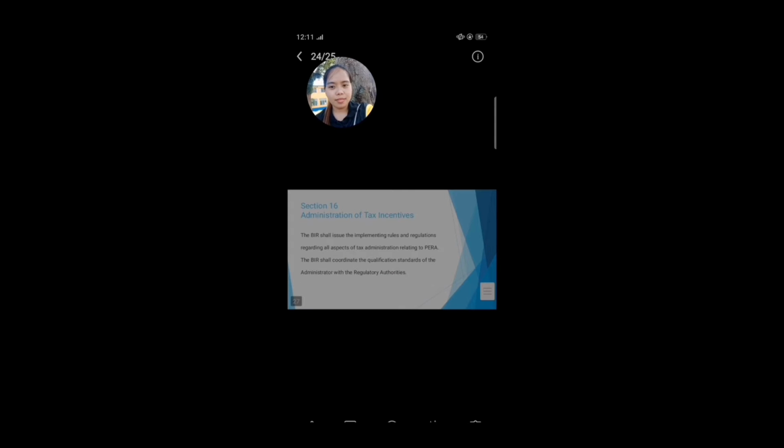Record keeping, reporting, and audit requirements of administrators and custodians pertaining to records for all contributions, earnings, and total account balances, and other pertinent matters to be determined by the regulatory authorities. Administration of tax incentives: the BIR shall issue the implementing rules and regulations regarding all aspects of tax administration relating to PERA. The BIR shall coordinate the qualification standard of the administrator with the regulatory authorities.